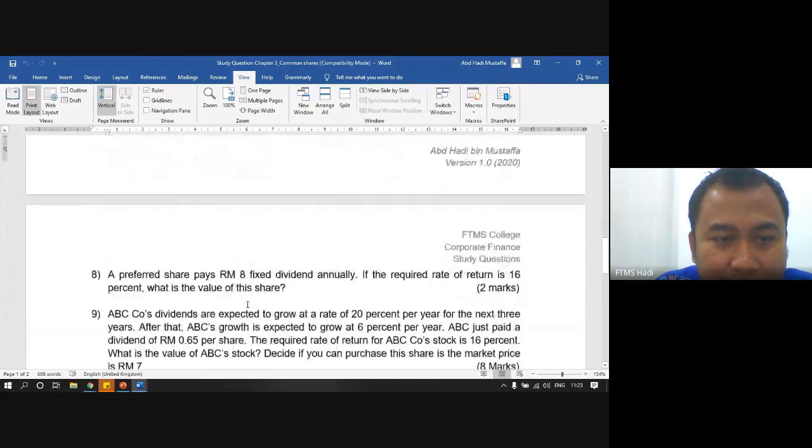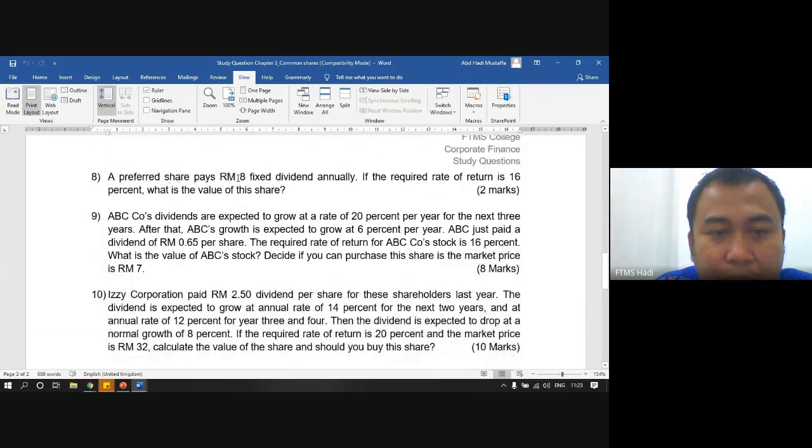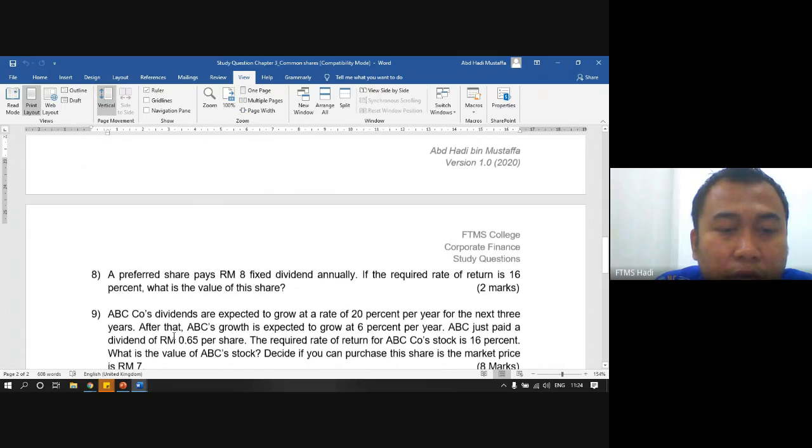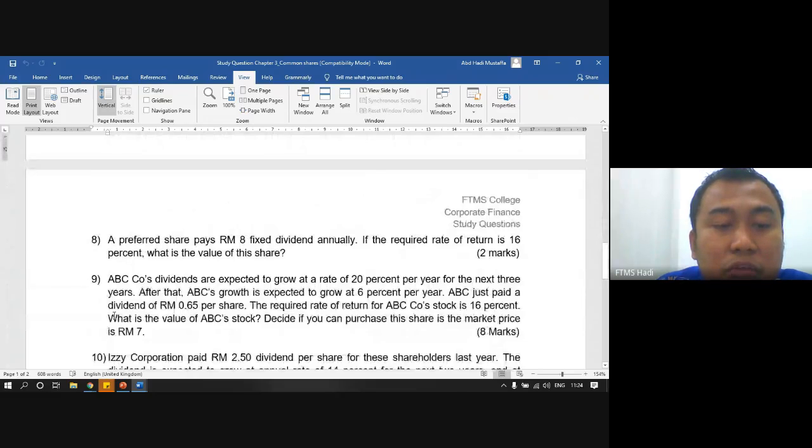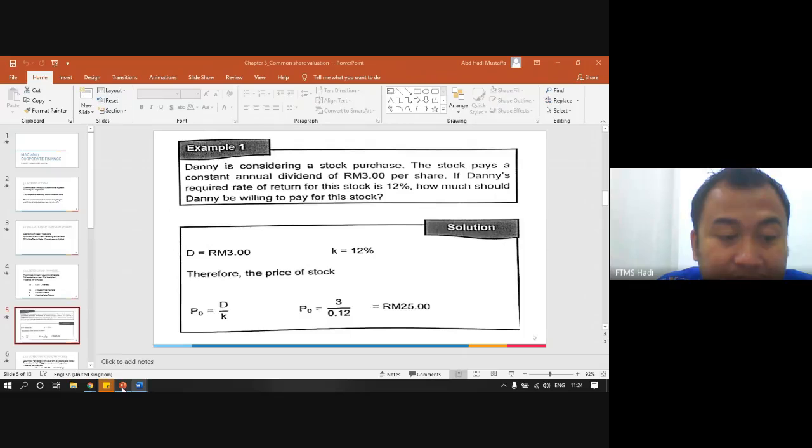And number 8 is also the same. The preferred share pays an RM8 fixed dividend annually. If the required rate of return is 16%. Again, there is nothing mentioned about the word grow, G-R-O-W. So definitely we can use model 1 for this one, which is RM8 divided by 16%. So you get your VS. I repeat again, for question number 5 and question number 8, you can use model number 1 to calculate the value of shares.